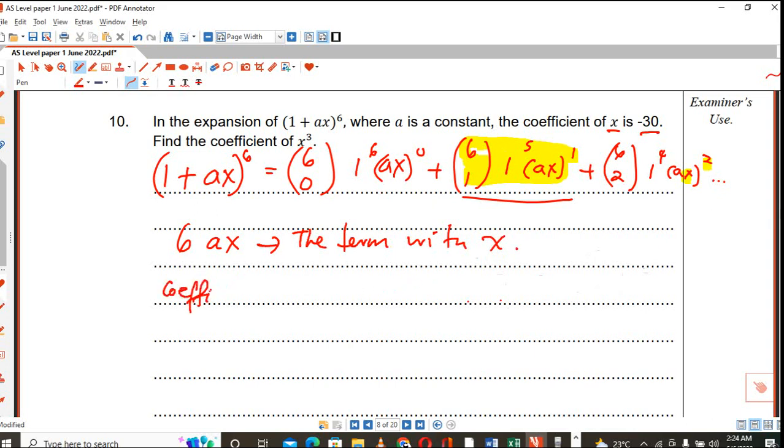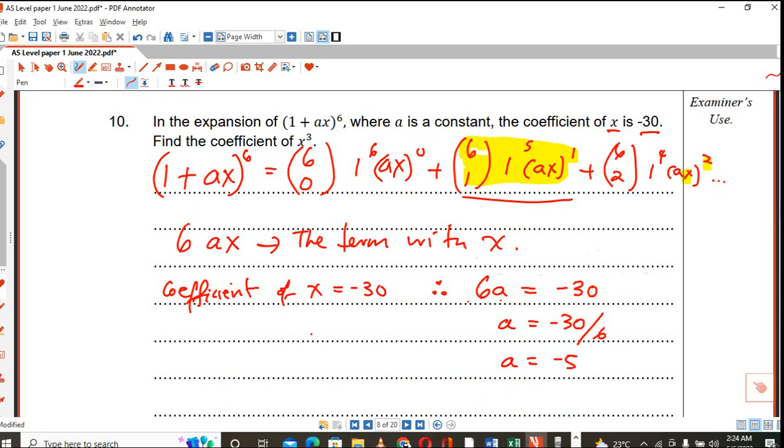When we look at the coefficient of x, which is negative 30, therefore I can say 6a should equal negative 30. This is going to allow me to find the value of a. In this case, a is negative 5.